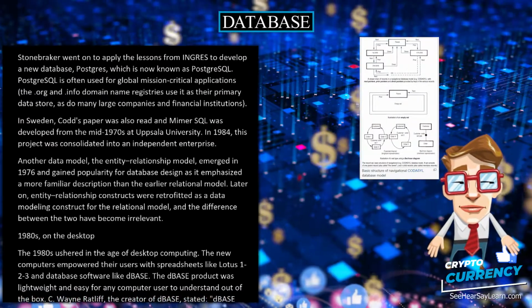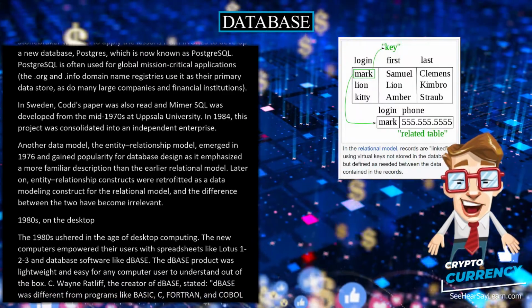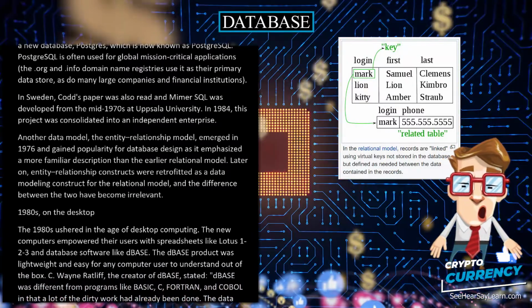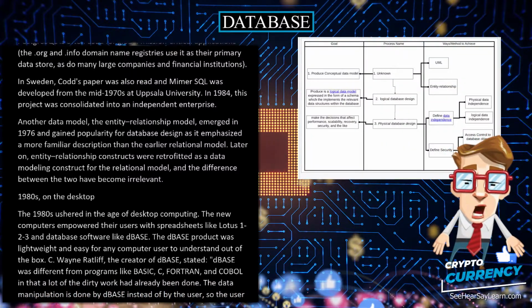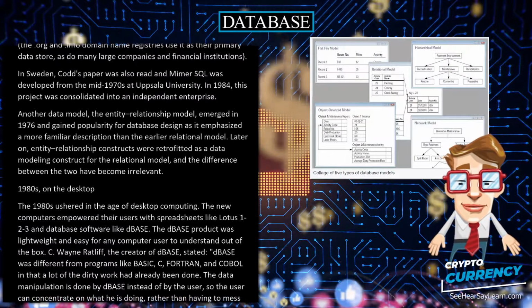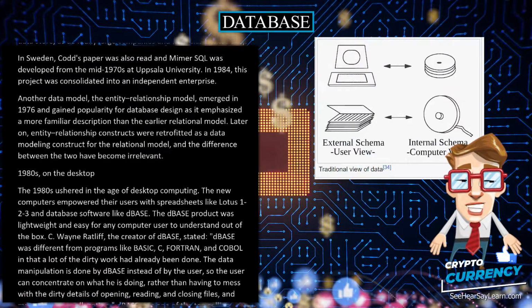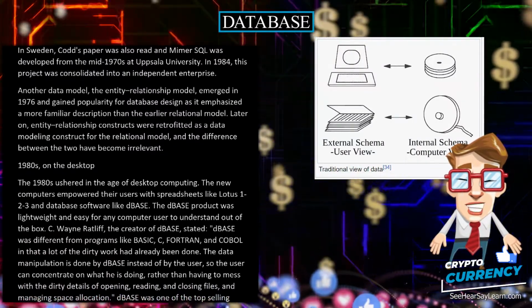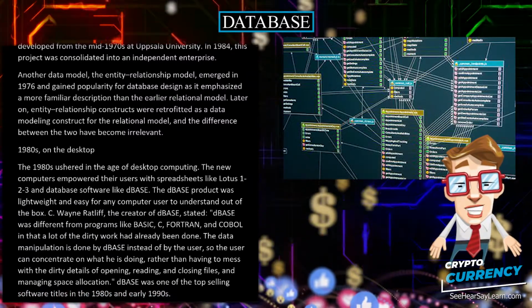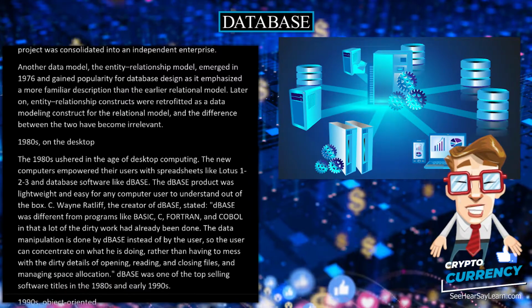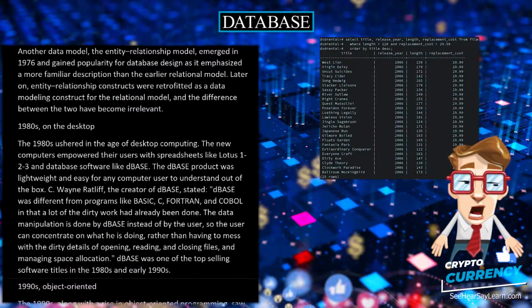In Sweden, Codd's paper was also read and MySQL was developed from the mid-1970s at Uppsala University. In 1984, this project was consolidated into an independent enterprise. Another data model, the entity relationship model, emerged in 1976 and gained popularity for database design as it emphasized a more familiar description than the earlier relational model. Later on, entity relationship constructs were retrofitted as a data modeling construct for the relational model, and the difference between the two has become irrelevant.